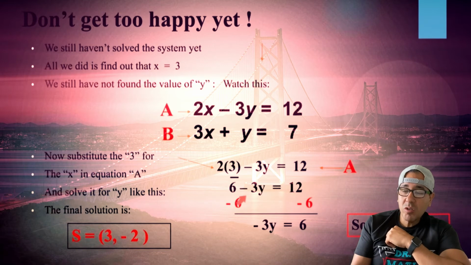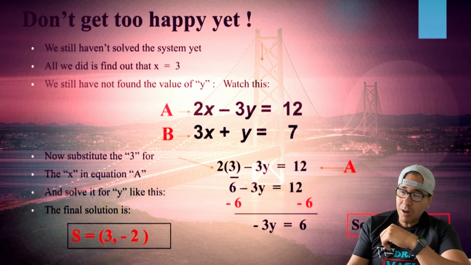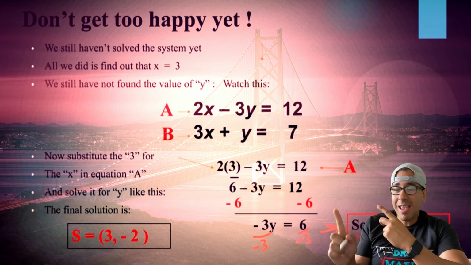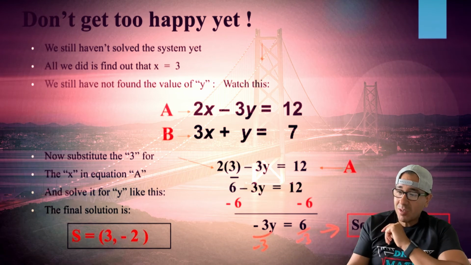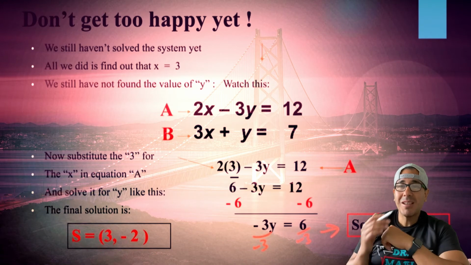And now all we're doing is solving this equation for y. That's all we're doing. So I'm gonna subtract 6 from both sides. That's what we did here. And so we're left with negative 3y equals 6. And now the easiest part, we're gonna divide both sides by negative 3. So, boom, y equals negative 2. So now you know what x is, and now you know what y is. So our final solution is the point 3 comma negative 2.